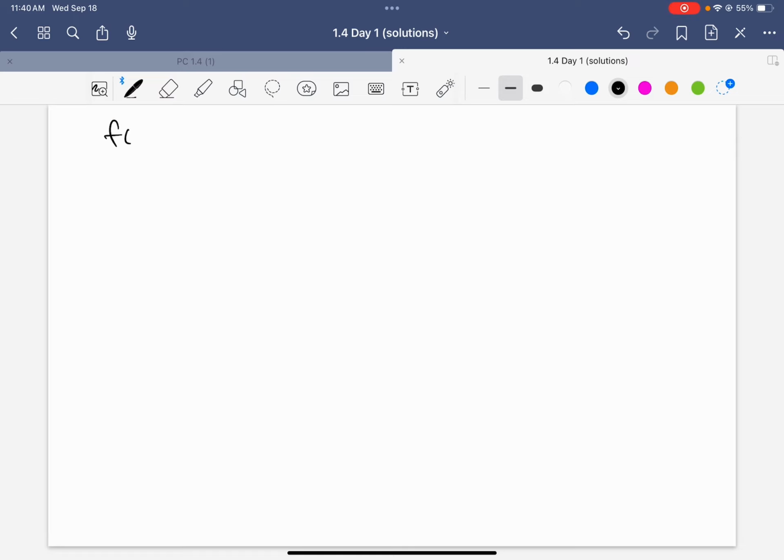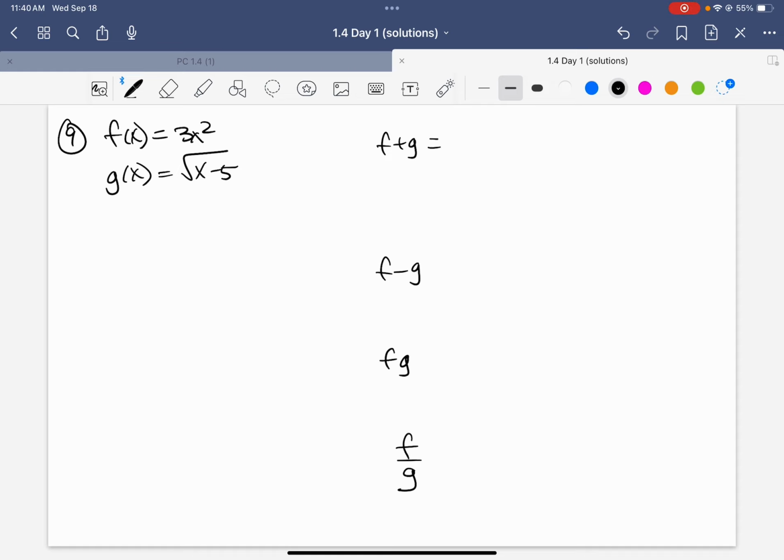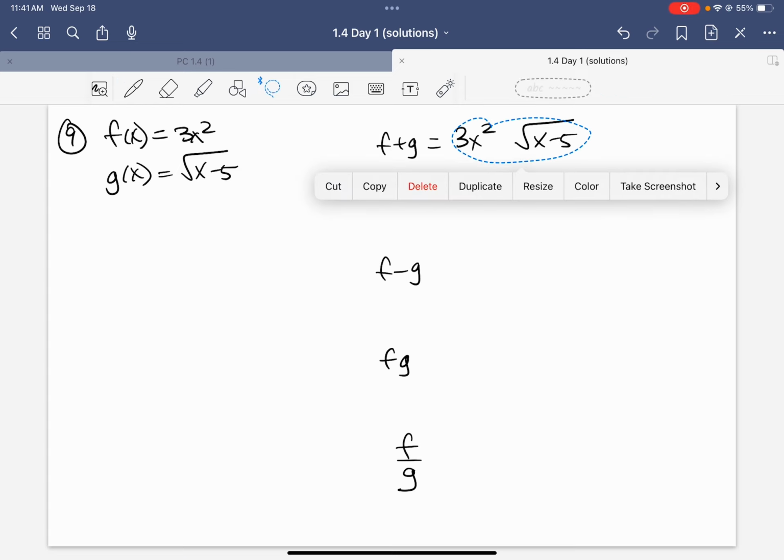So number 9 is the exact same process, except we're now doing the function f of x is equal to 3x squared, and g of x is the function square root of x minus 5. They want us to find f plus g, f minus g, f times g, and f divided by g. So first, if we add these two, I'm going to have this and this. So I'm going to copy that for use in a second.